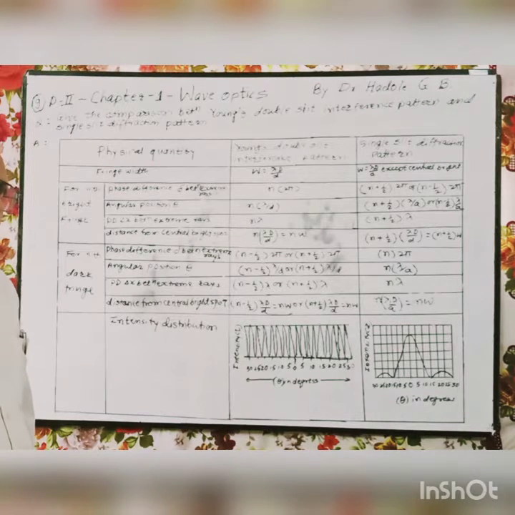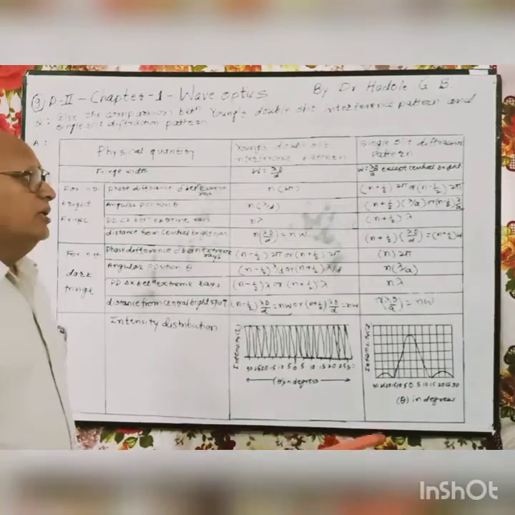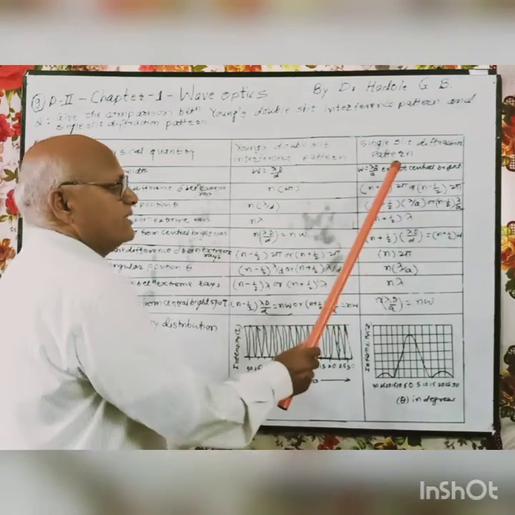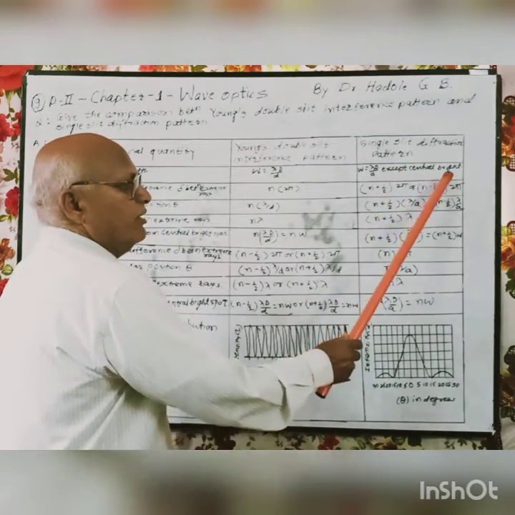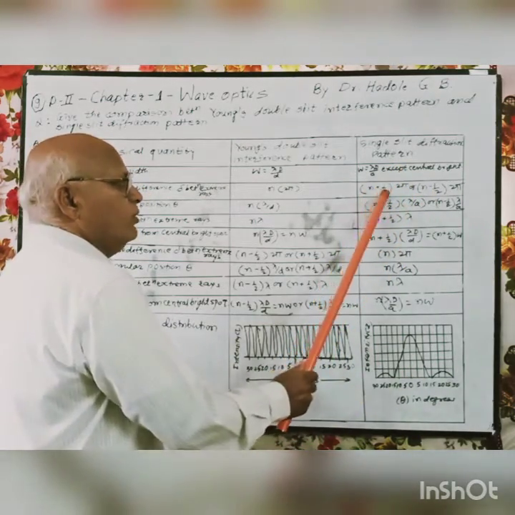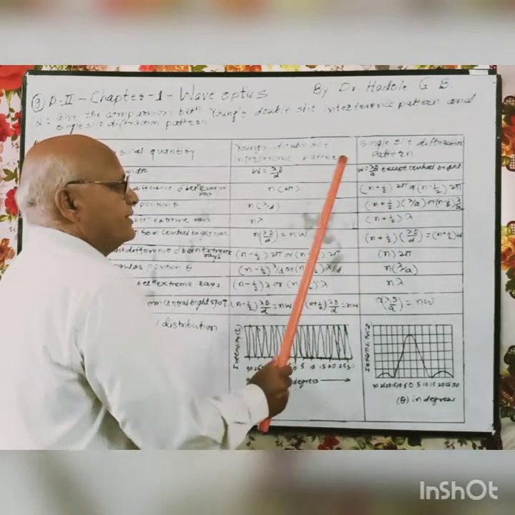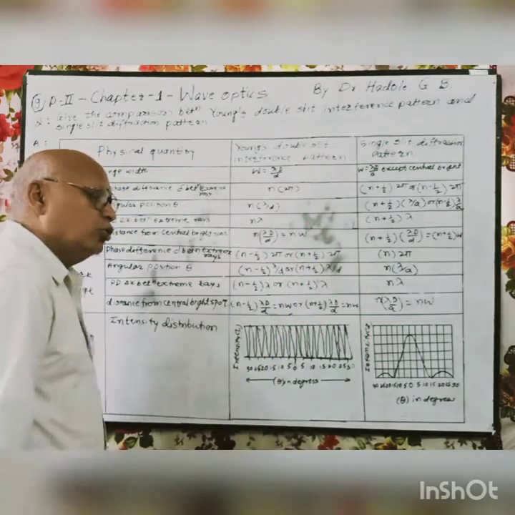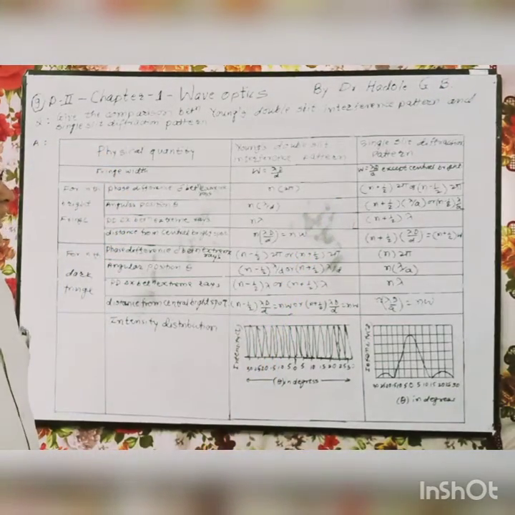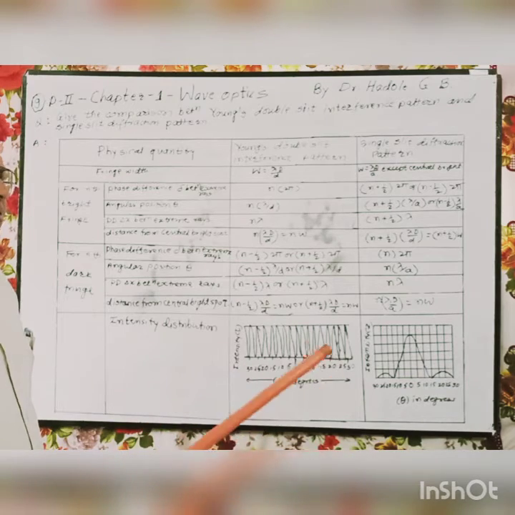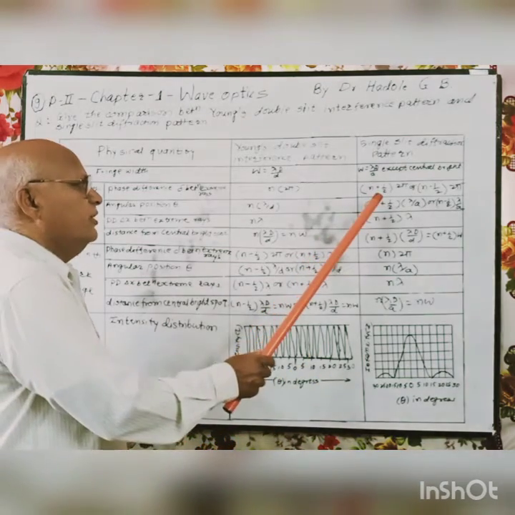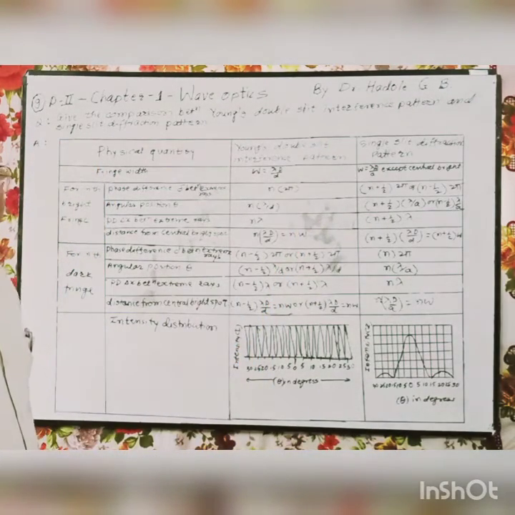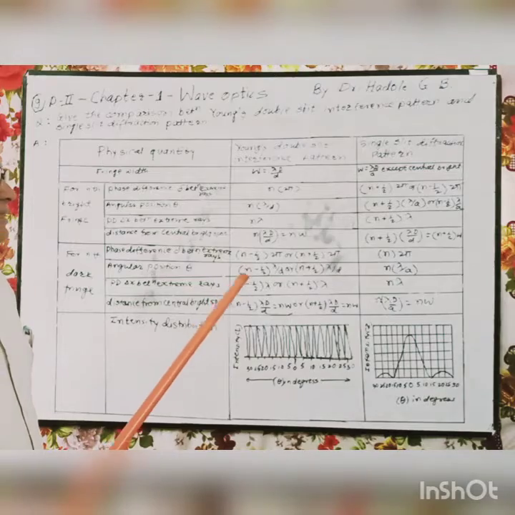Next, for the central point, we have written except central bright. Except central bright means n equal to 0 is not possible in this case. Here for interference it is n equal to 0, 1, 2, 3, 4 like this, integers starting from 0, but here the value of n is 1, 2, 3, 4, 5, 6 like this.